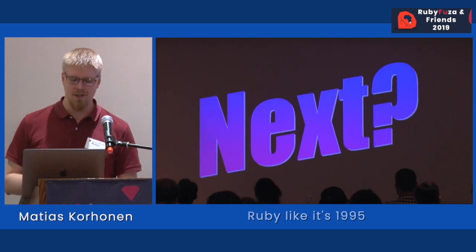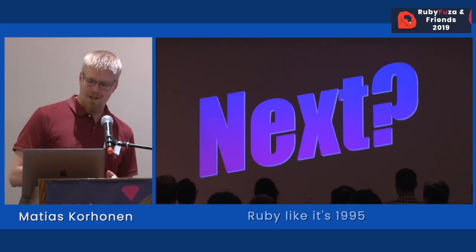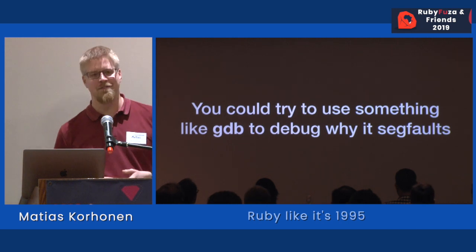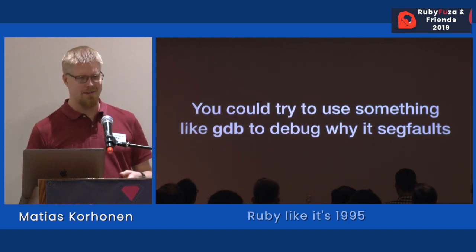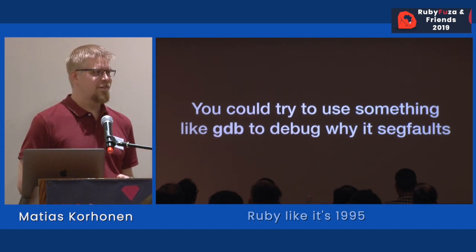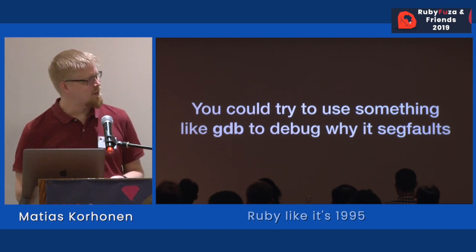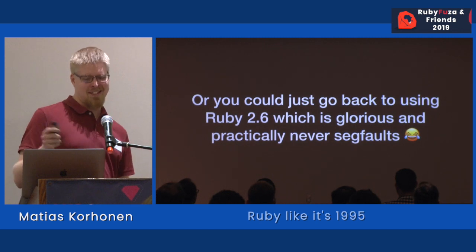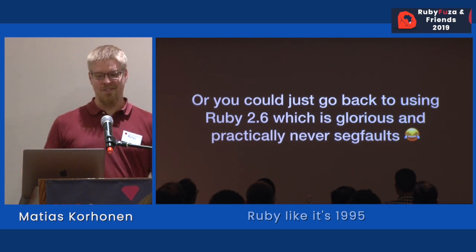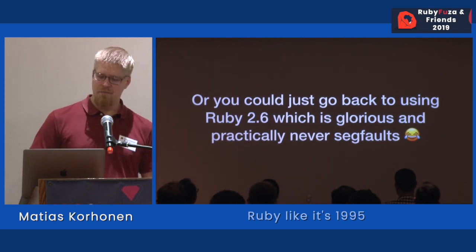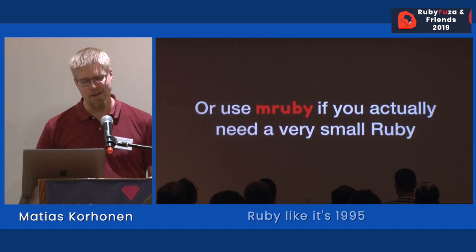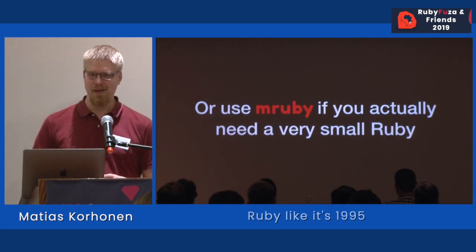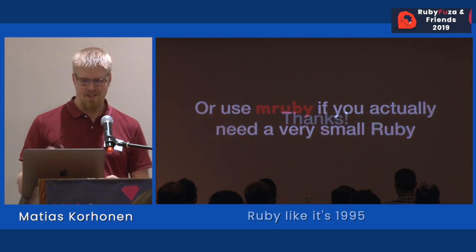So what could you do next with this? Well, you could try using something like the GNU debugger to figure out why it segfaults, if you had more time, though that doesn't make very much sense. Or you could use Ruby 2.6, which is glorious and practically never segfaults. Or you could just use mruby if you actually need a very small Ruby. Thanks.